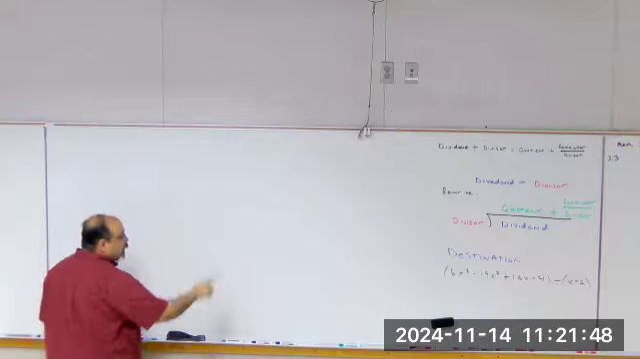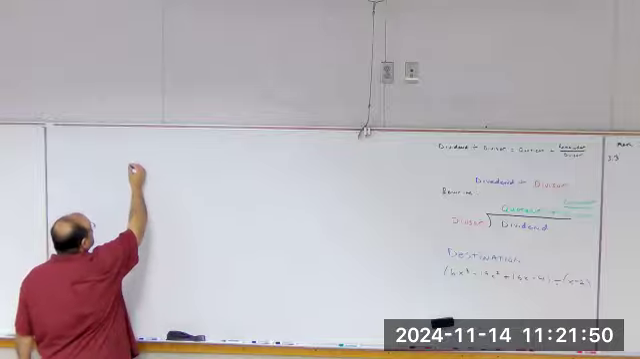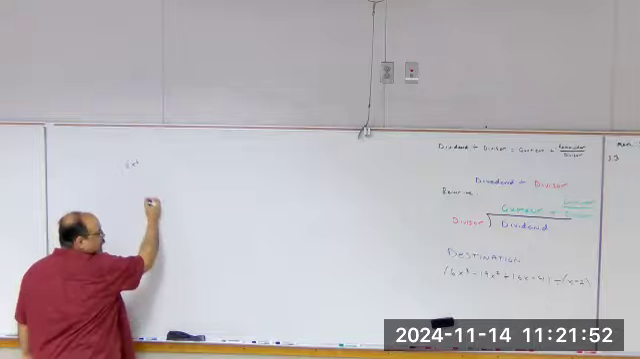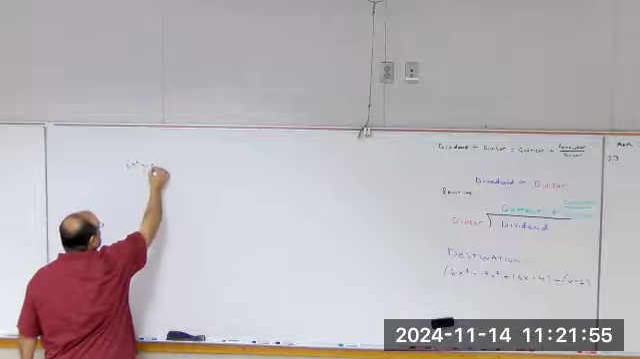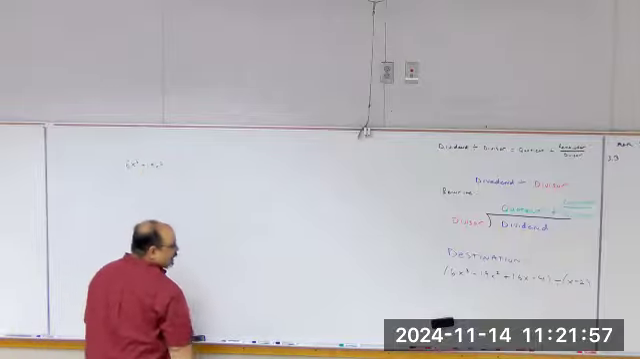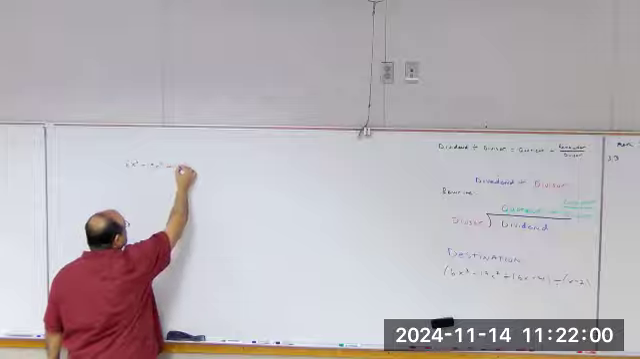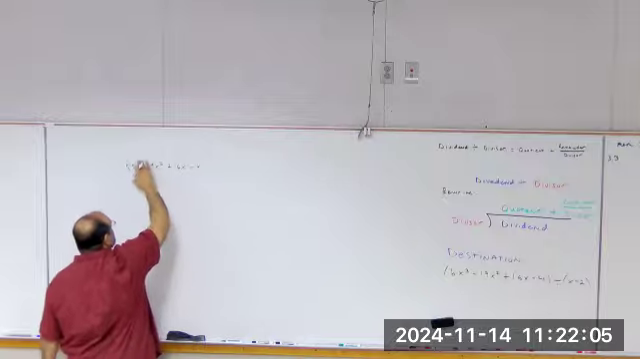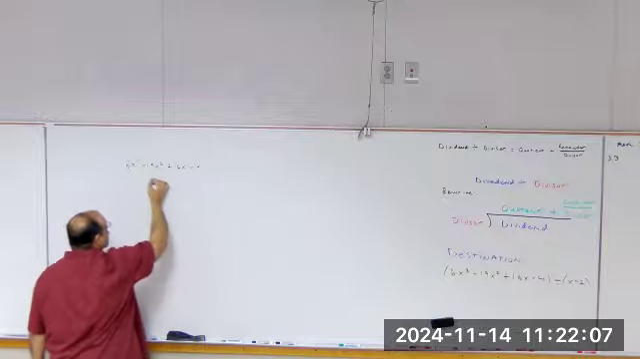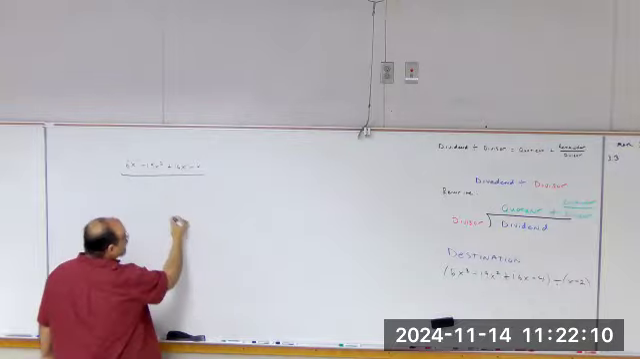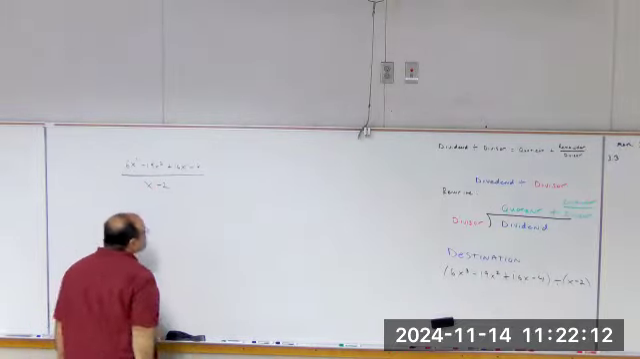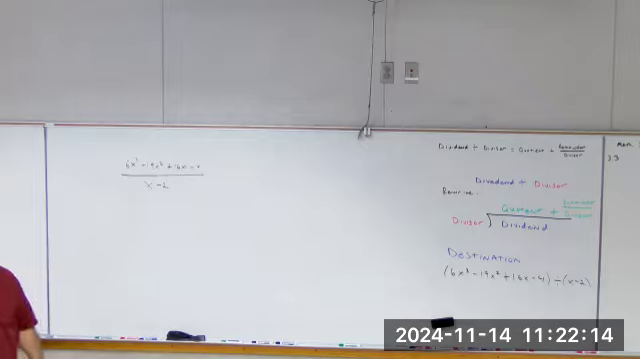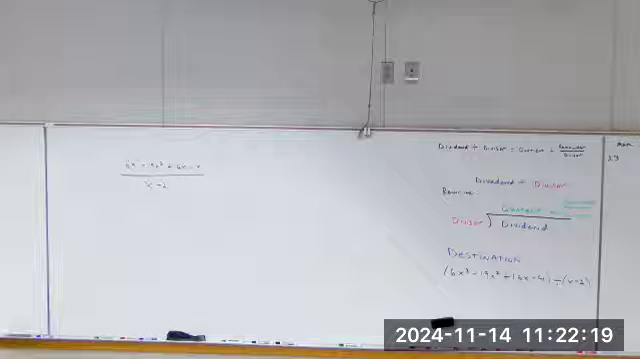I want to point something out. The problem could be asked like this: 6x to the third minus 19x squared plus 16x minus 4. Remember, division means it's a fraction as well. I can write it as over x minus 2. Same thing.